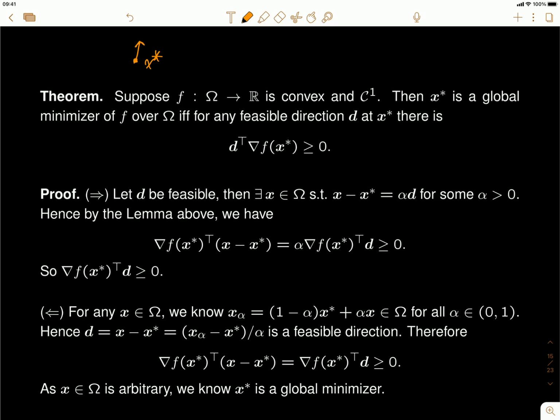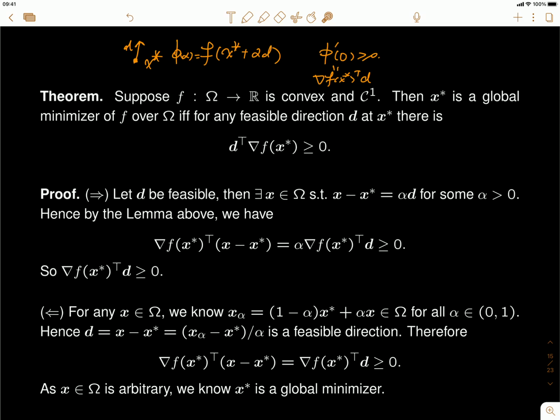So if you set up any feasible direction d, then you set f of x star plus alpha d to be phi of alpha. And x star being a local minimizer means that locally phi prime of 0 must be greater than or equal to 0. This is equal to the gradient f of x star transpose times d. So if x star is a local minimizer, d times the gradient will be greater than or equal to 0. So that's a necessary condition that we derived.